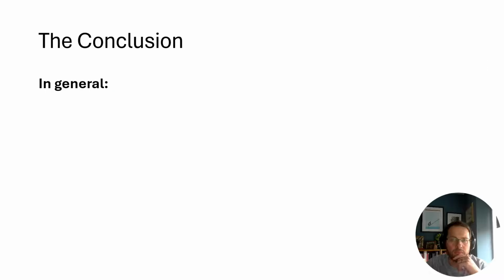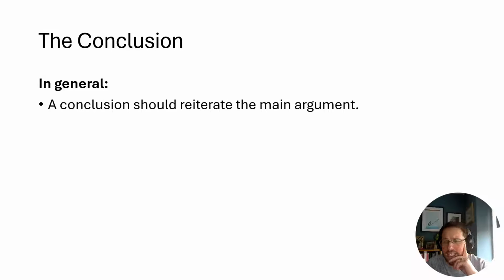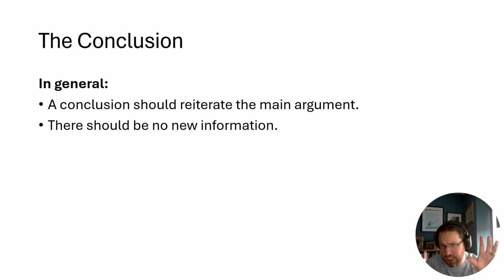And then the conclusion, as I've said, a good conclusion should essentially just reiterate the main argument. In general, there should be no new information in the conclusion. You're not wanting to do a magic reveal, or a spoiler right at the end, a big plot twist. Usually, I'd strongly avoid that. There should be no new information. You're just reiterating what you said in the main body.